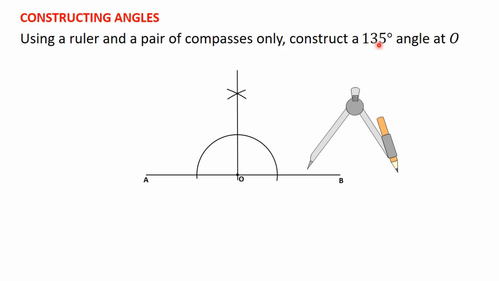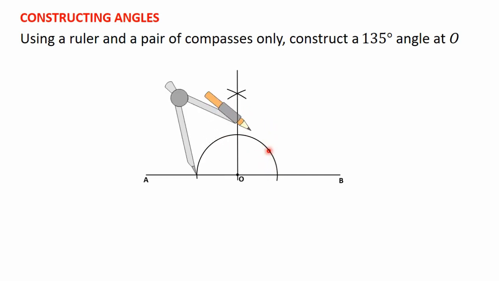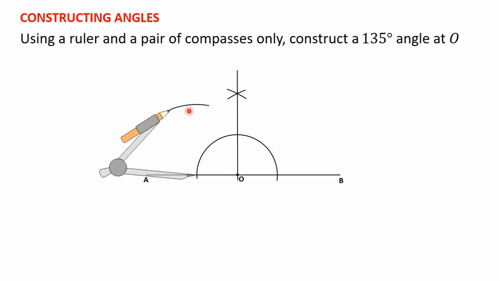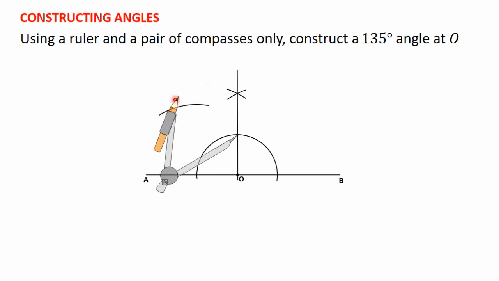But we know that 135 degrees is equal to 90 degrees plus 45 degrees. So we will have to bisect the other 90 degrees. To do that, you pick the needle of the compass and you put it on this point. Then you adjust the compass a little bit, you turn it and construct an arc here. After that, with the same radius, you move the needle of the compass from this point to this point. Then you turn it and construct another arc to intersect the first one that you constructed, just as I've done here.